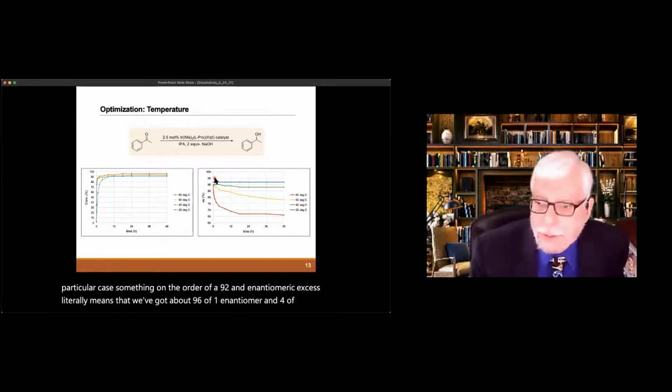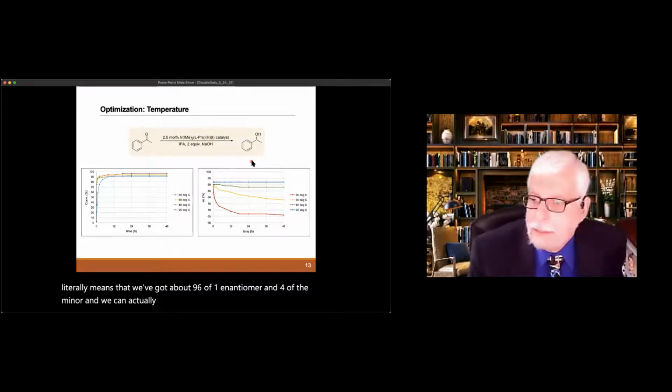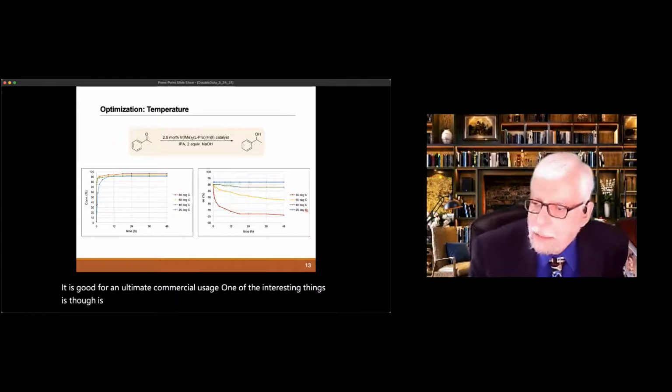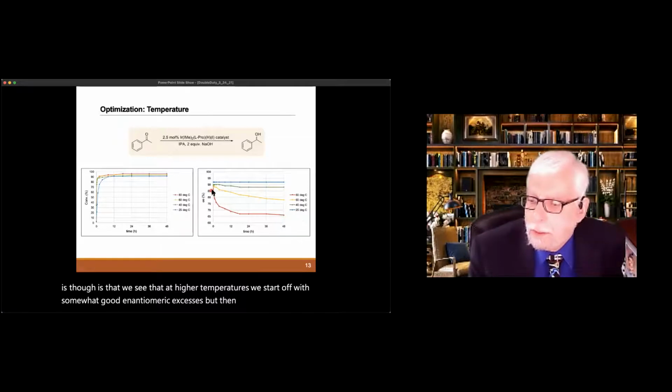And we can actually do somewhat better than that, and we're now in the region where it is good for an ultimate commercial usage. One of the interesting things is that we see that at higher temperatures, we start off with somewhat good enantiomeric excesses, but then lose over the period of the reaction time.